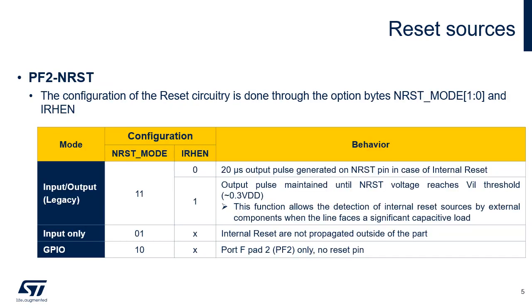2 option byte fields are used to configure the NRST pin: NRST mode, which selects the pin's mode, input-output reset, input-only reset, or GPIO, and IRHEN, which stands for Internal Reset Holder Enable. When IRHEN is enabled, the NRST pin is driven low until its voltage falls below the input low threshold. Upon power reset or wake up from shutdown mode, the NRST pin is initially configured as reset input-output and driven low until the option bytes are loaded, after which it is reconfigured.